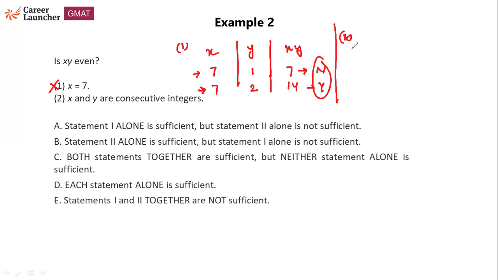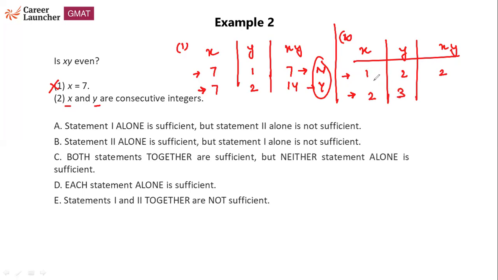Second statement: x and y are consecutive integers. Now, if x and y are consecutive integers, case number 1, let's say x is odd, say x is 1. Consecutive means one after the other, so the other will be 2. 1 into 2, that is 2. Or case number 2, x is even and y is odd, let's say 2, 3. So these are the two possibilities. Either it will be odd even or it will be even odd. 2 into 3, that is 6.